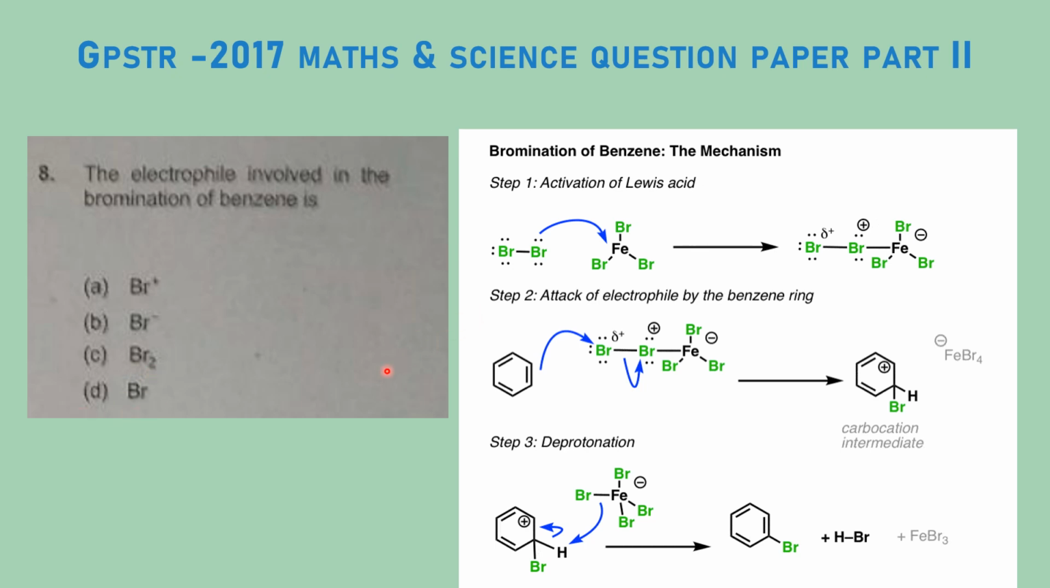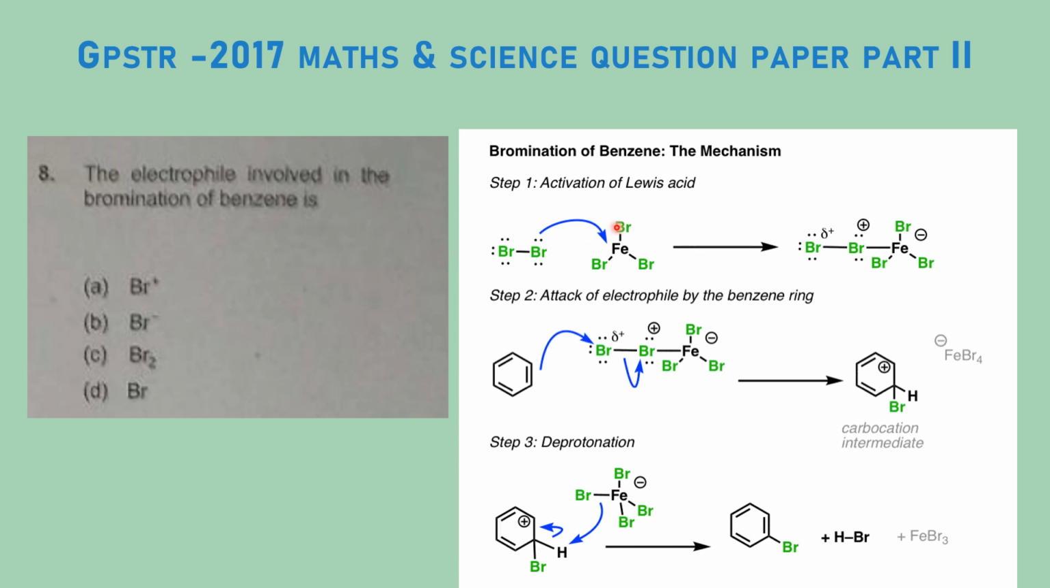Let us discuss in detail what is meant by the bromination of benzene, otherwise the mechanism of bromination of benzene. Here I am explaining in detail because in GPSTR they may ask a descriptive question for 4 or 5 marks: explain the bromination of benzene in detail with the structure. Therefore this is very important. Here they are asking only a multiple choice question, but they may ask in descriptive type also. Then each and every step is very important.